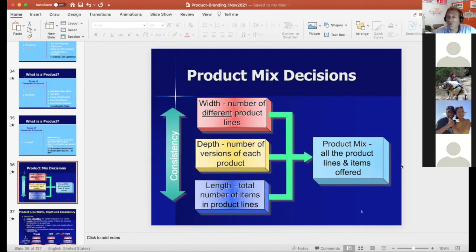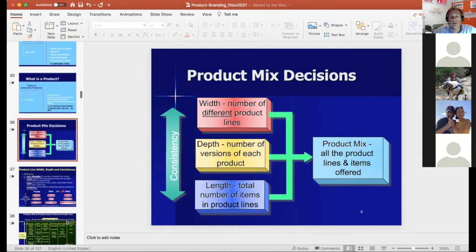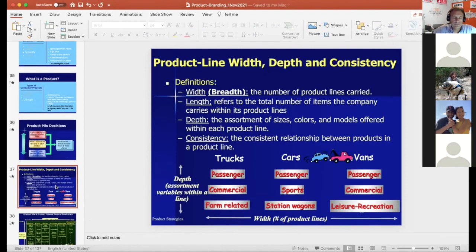But suddenly you say, you know what, we're also going to do ice cream, milk, dairy product, it's not connected, it's not a yogurt, so then that becomes the width. And then the length is the total number of products that you're selling, so the sum. The sum is the length, the depth is an evolution within an existing category, so it's an addition, and then the width is an addition, but for something that is different. Now, here, trucks, cars, and vans, that's the width, then the trucks, passenger, commercial, and farm-related, that's the depth. Depth is within the specific style, versus width is a different style that creates different things, okay?